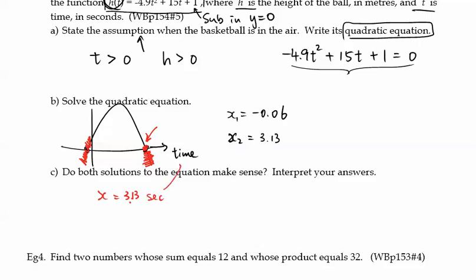If you are using the x value to describe the time, what does it mean in this case? 3.13 seconds. Someone shoots a basketball, the basketball goes up, and then comes back, and then here, this is 3.13. And what does it mean? How long it was in the air. It takes 3.13 seconds to travel in air.